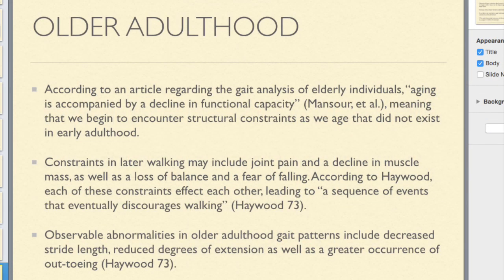As adults age, we encounter structural as well as psychological constraints that are less likely to exist in early adulthood. For instance, elderly individuals commonly experience joint pain, decline in muscle mass, and a loss of stability and balance, which may prompt a fear of falling. All of these constraints together may prevent an individual from walking and maintaining a proficient gait pattern.